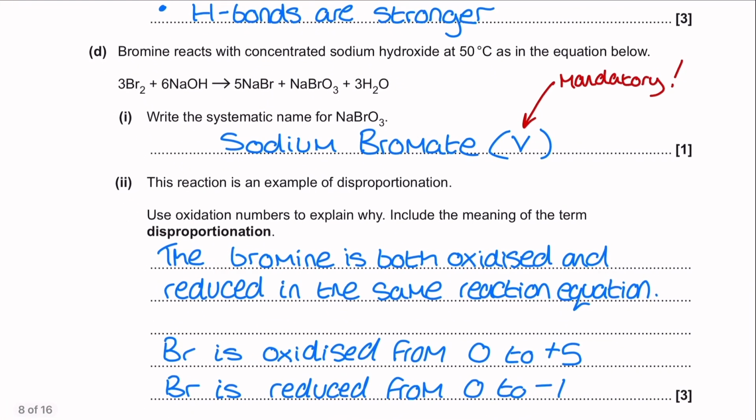Moving on here, and we start to enter into module 3. Bromine reacts with concentrated sodium hydroxide at 50 degrees C, as shown in the equation below. Write the systematic name of NaBrO3, so that's from here in the equation. It's sodium bromate(V), and this (V) here, as you can see I've labelled up, is a mandatory part of your answer, because they've told you to use the systematic name.